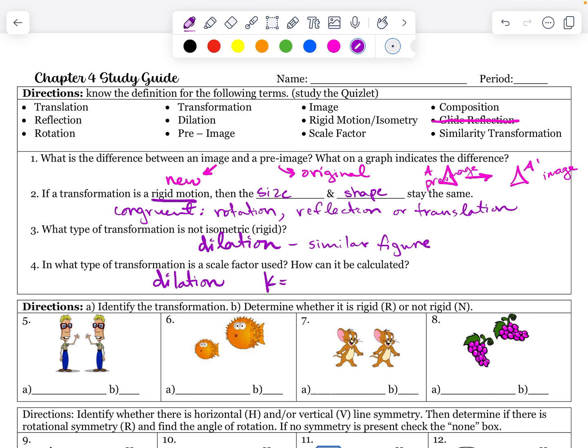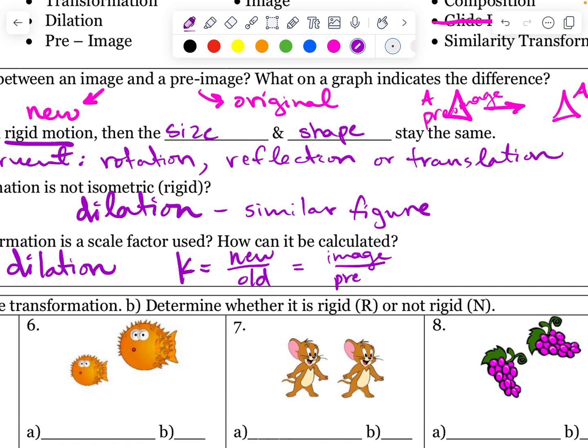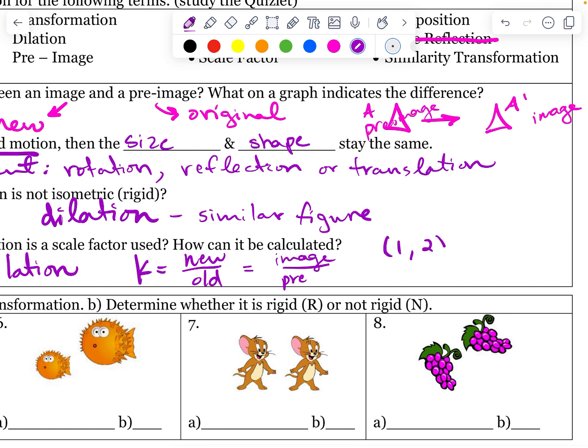Who knows why that was made up? New over old. So that is the image over the pre-image. And you can do that using a point. So let's say the point goes from 1, 2 to 3, 6. Well, 3 over 1 would be my K, or 6 over 2 would be my K, right? Because it's new over old, and it's both simplified to 3. It could be how long one of the sides is. There's multiple ways to find that figure.